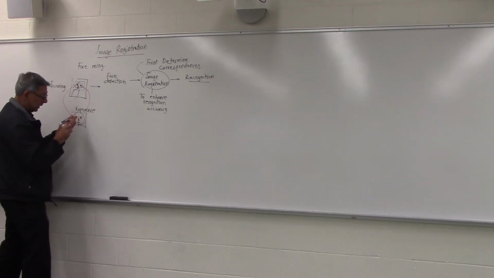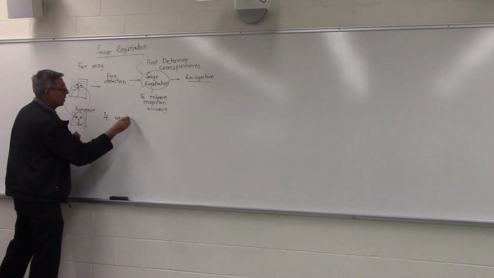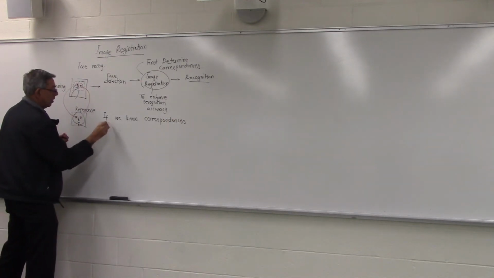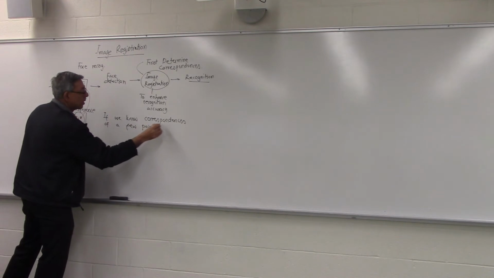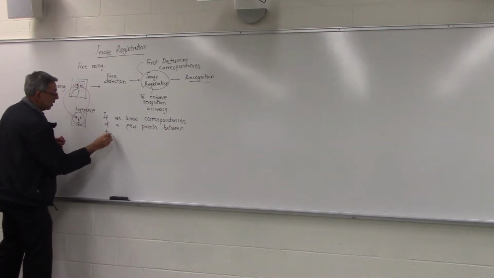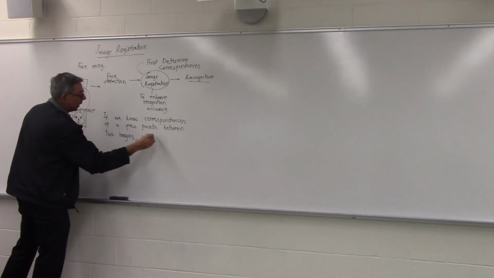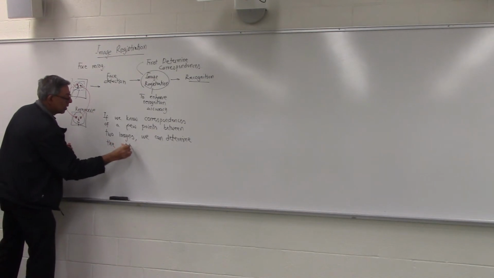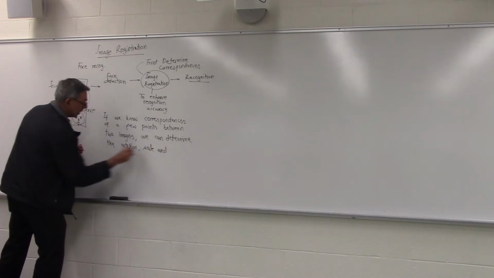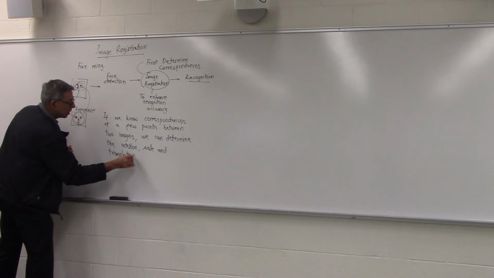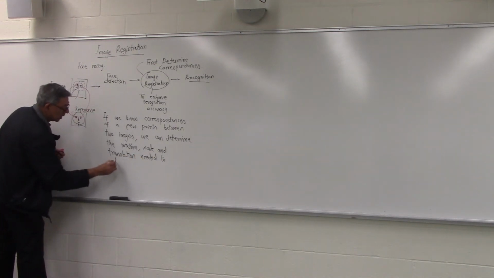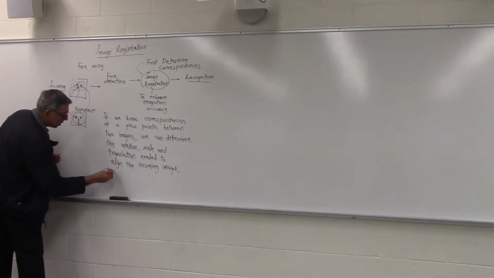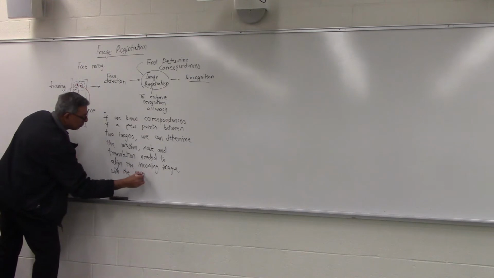So if we know the correspondences of a few points between two images, we can determine the rotation, scale, and translation needed to align the incoming image with the reference image. So that's the approach we'll follow.